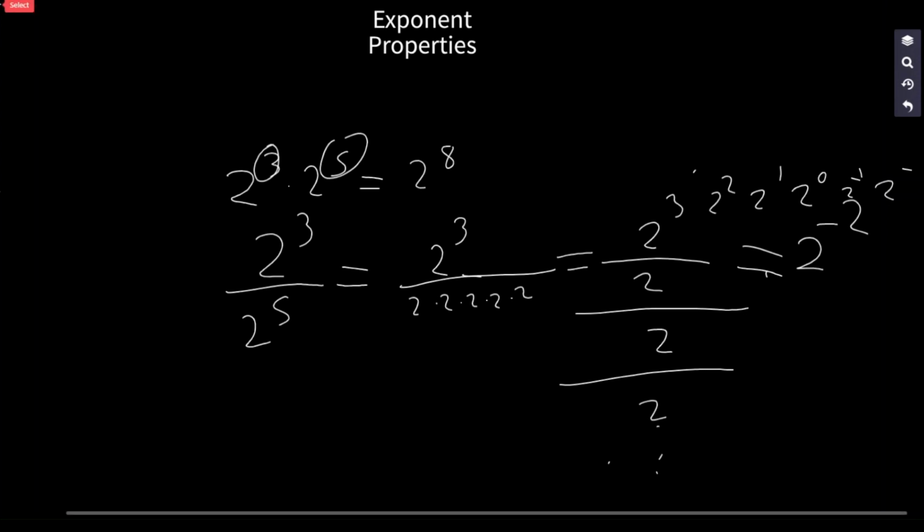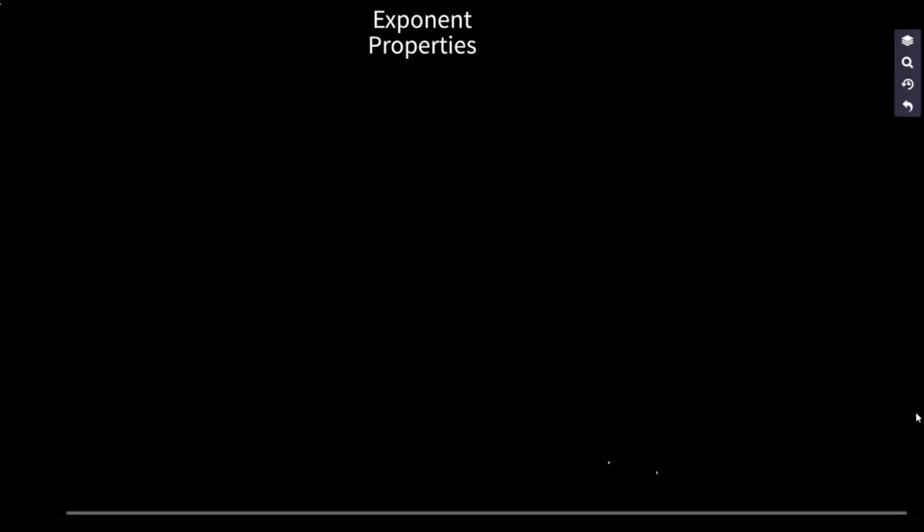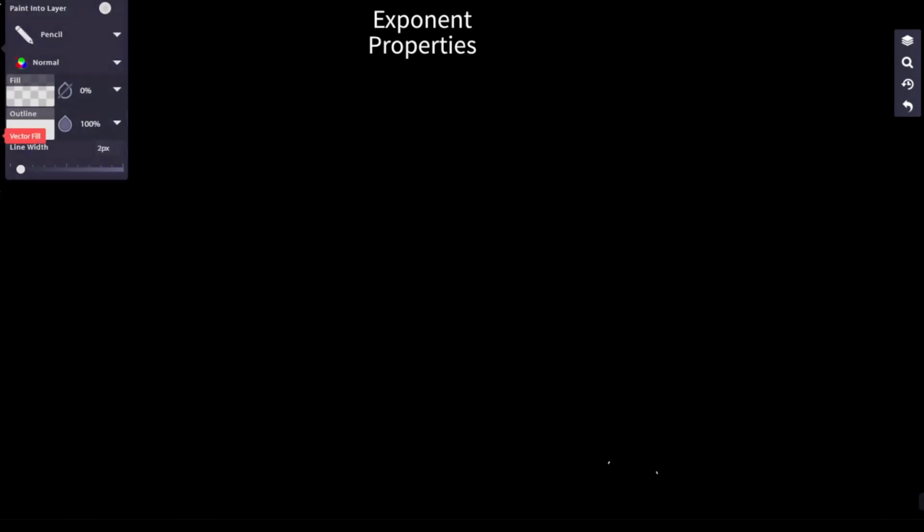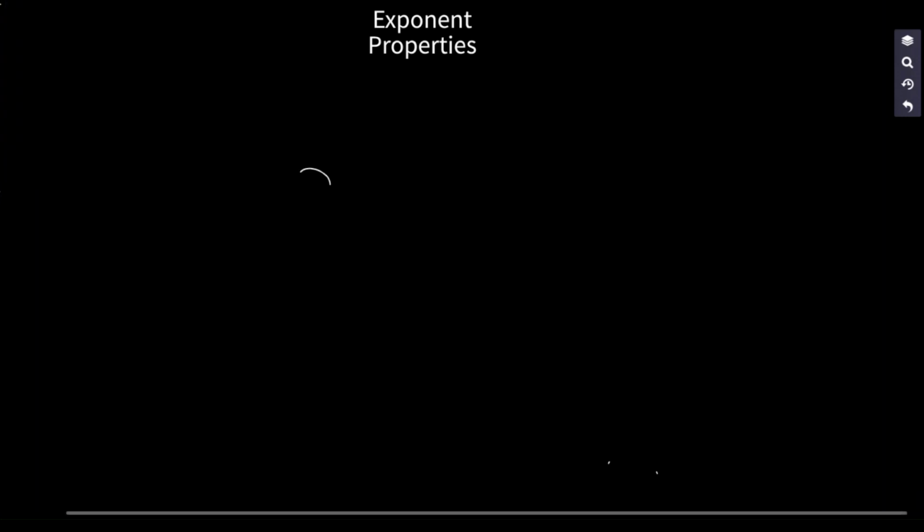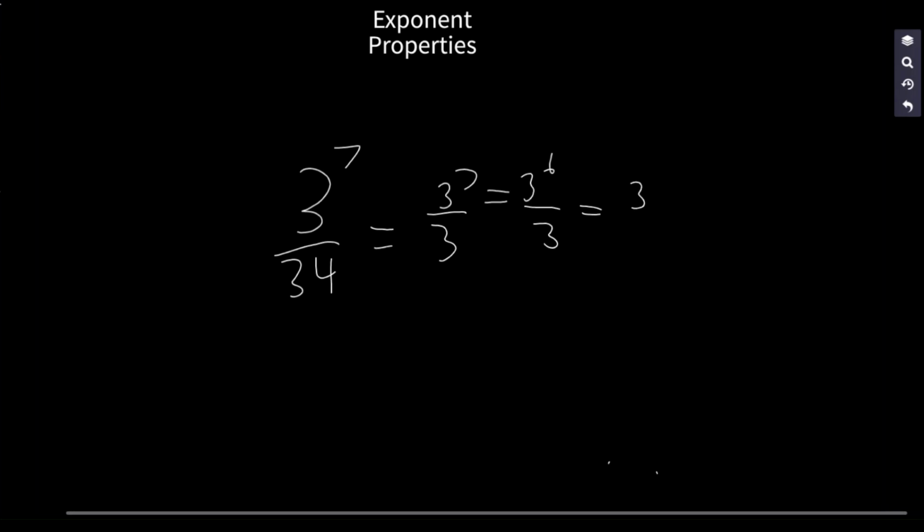Okay, now we might be seeing how we can form a general rule from all of this, but let's do one more example first. Let's say we have 3 to the 7th over 3 to the 4th. Well, for 3 to the 7th, we're just dividing by 3 4 times. Dividing by 3 once reduces it to 3 to the 6th. Dividing by 3 another time reduces it to 3 to the 5th.